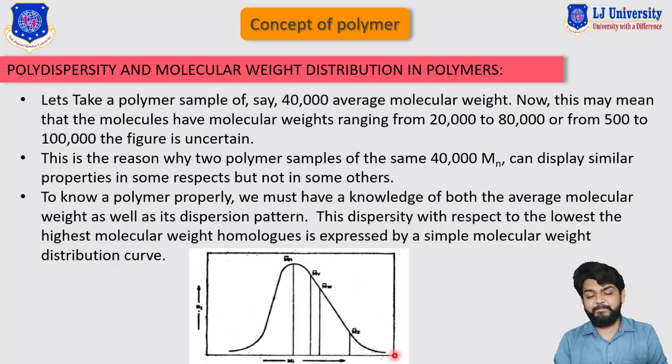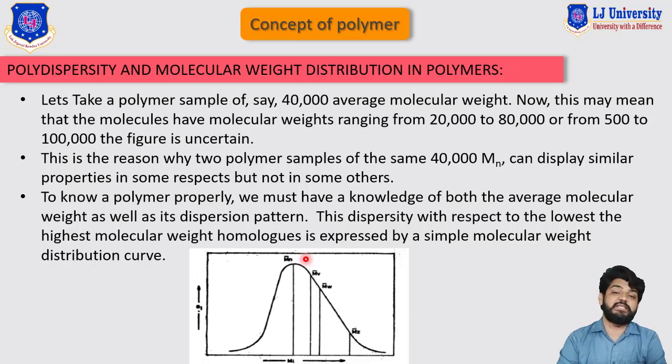So this is the simple molecular weight distribution curve of a polymer sample. A curve like this for a specific polymer can be made by plotting the number fraction of the polymer which has the molecular weight Mi against the corresponding molecular weight. As you can see here, in this curve we have the number fraction, that is your Ni, on the y-axis, and on the x-axis we have the respective molecular weight. So this is the molecular weight distribution curve for the particular polymer sample.